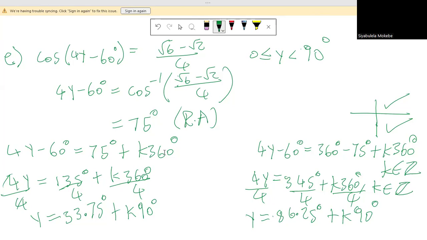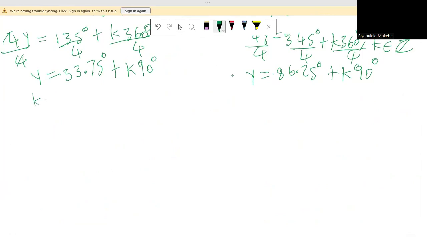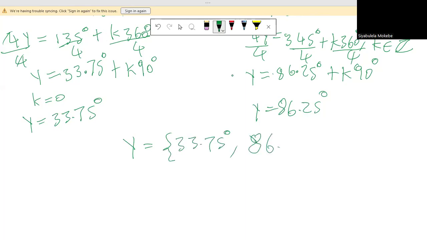I'm looking for angles between 0 and 90. So it makes sense to then substitute k equals 0. So I'll have y equals 33.75. Here y equals 86.25 degrees. So those are the two solutions, 33.75 and 86.25. All right, folks. That's all, nothing else.